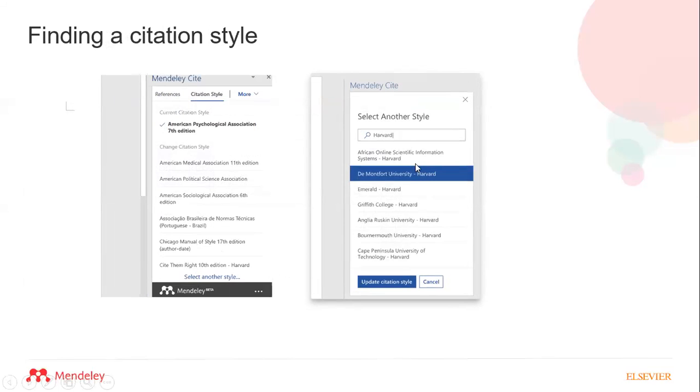When you click Select Another Style, it will look like this. If you have the name of the citation style you want, you just type the name of the citation style. Once you find it, you just click on it and then click Update.